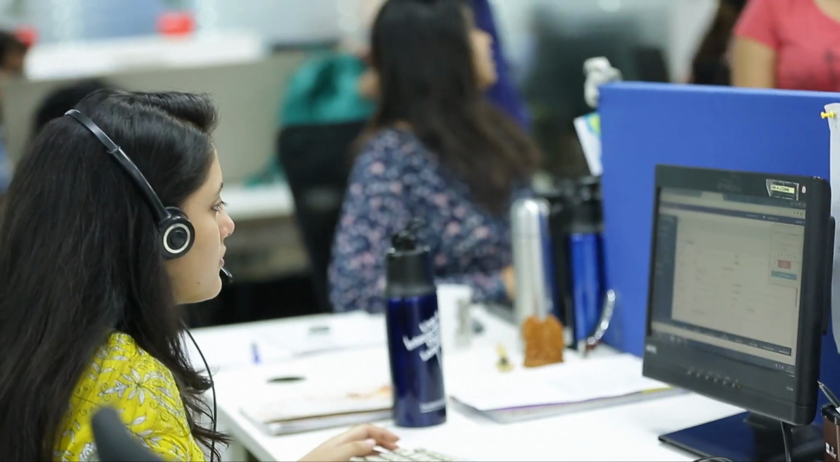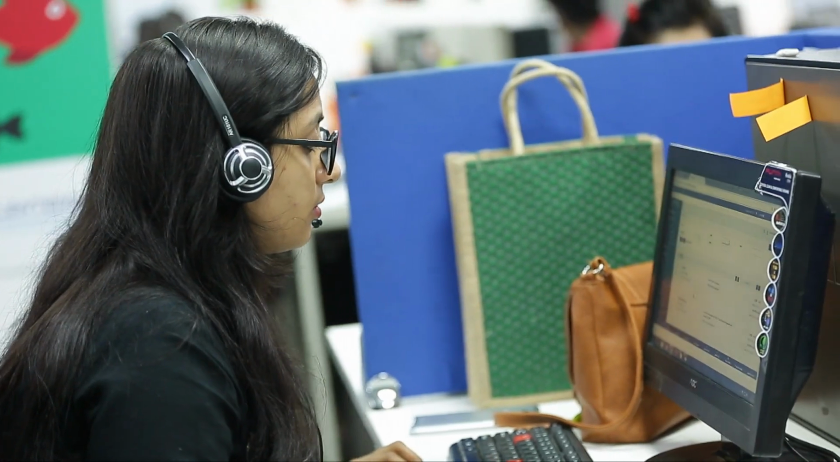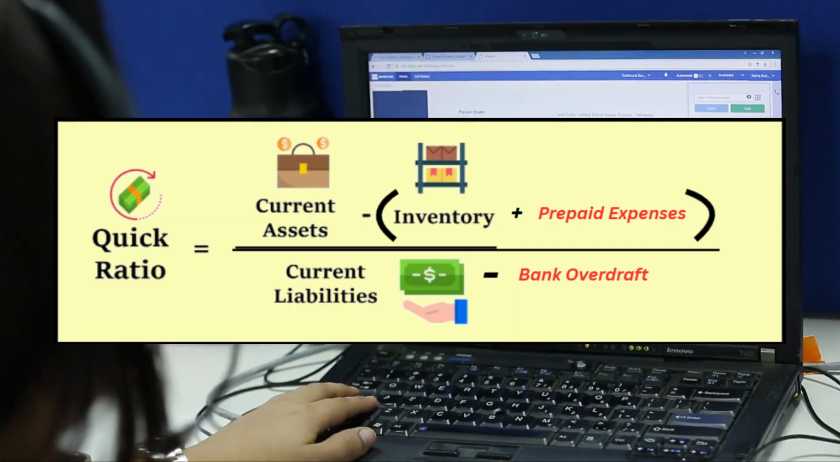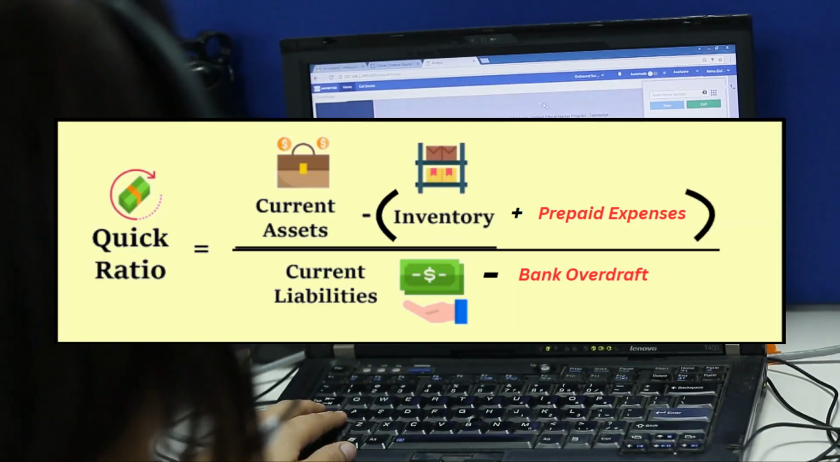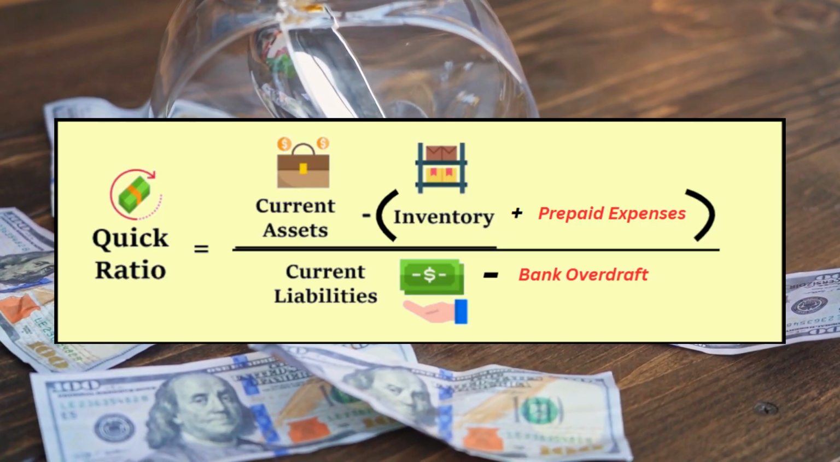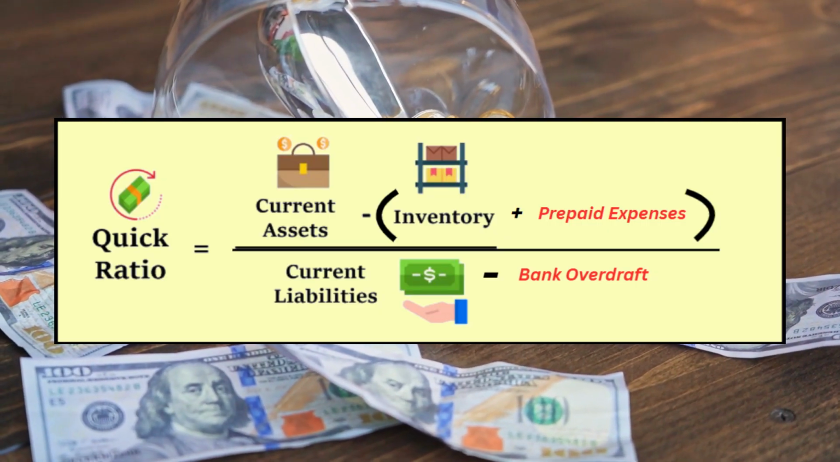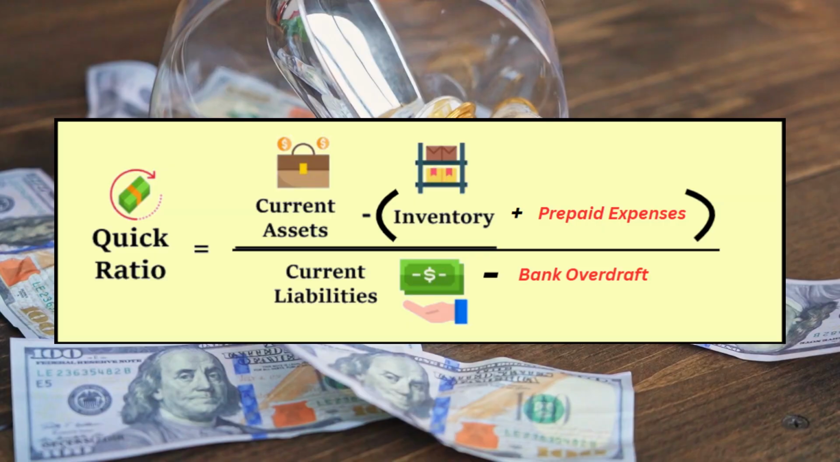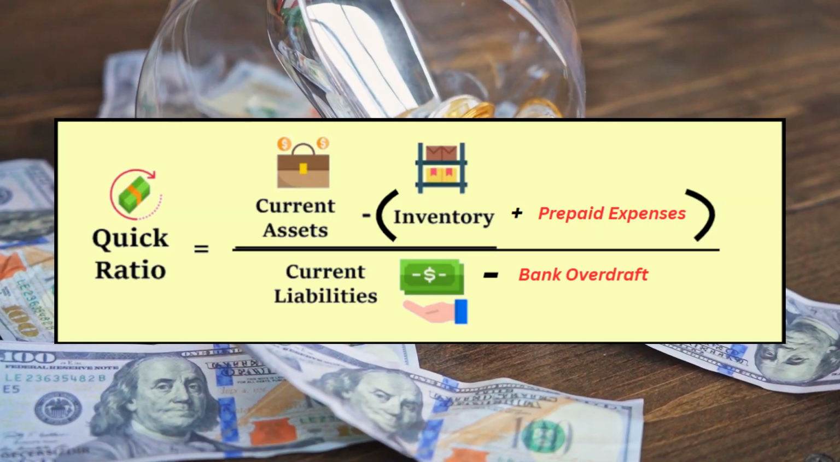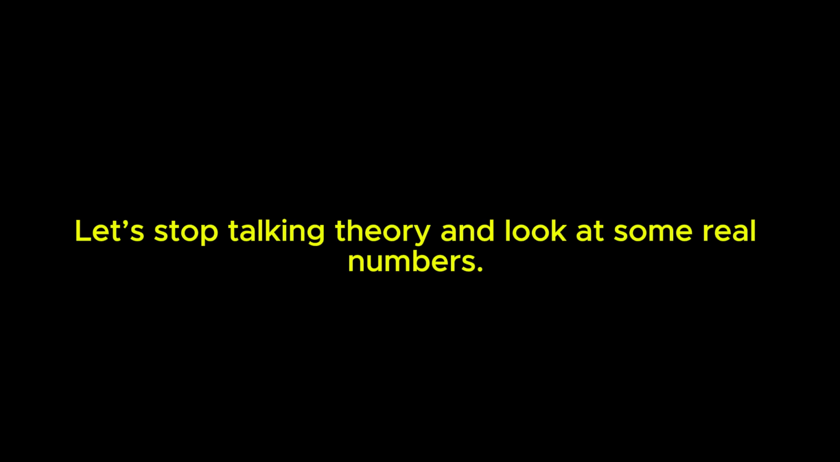When we make these two adjustments, it leaves us with the ultimate institution-grade formula: quick ratio equals current assets minus inventory minus prepaid expenses, divided by current liabilities minus bank overdraft. Now we have the naked truth.